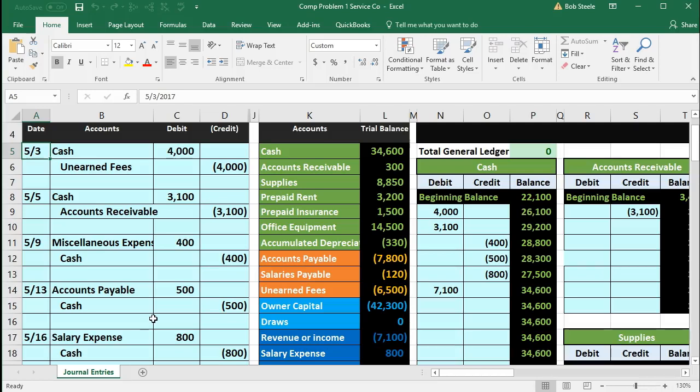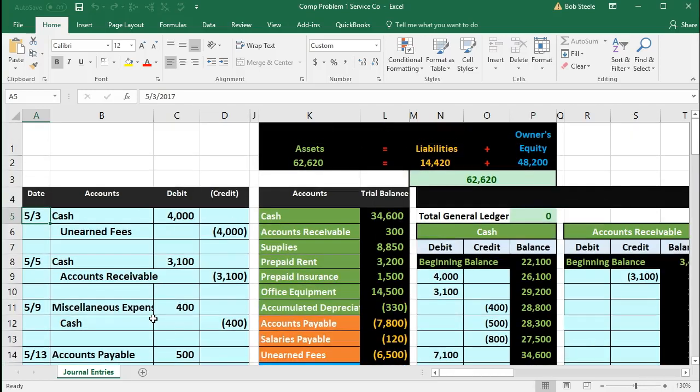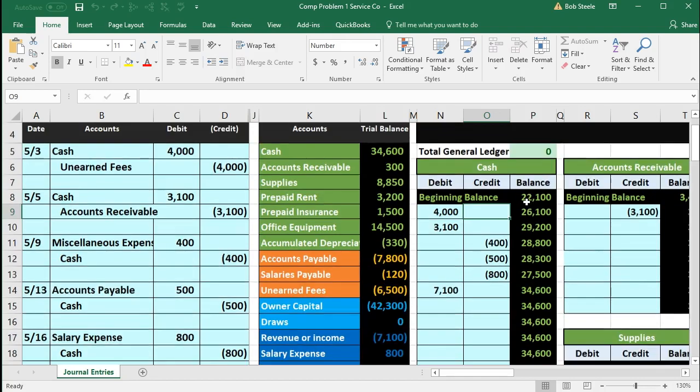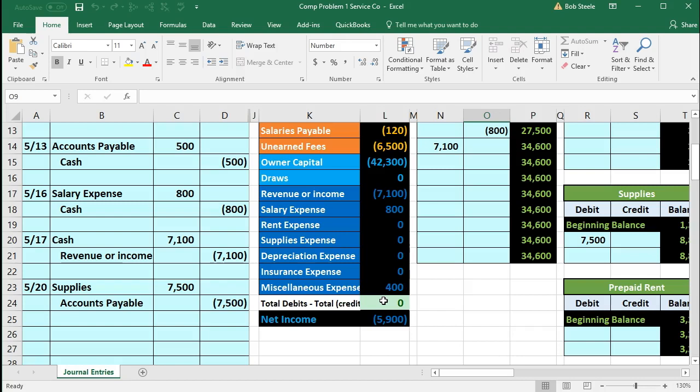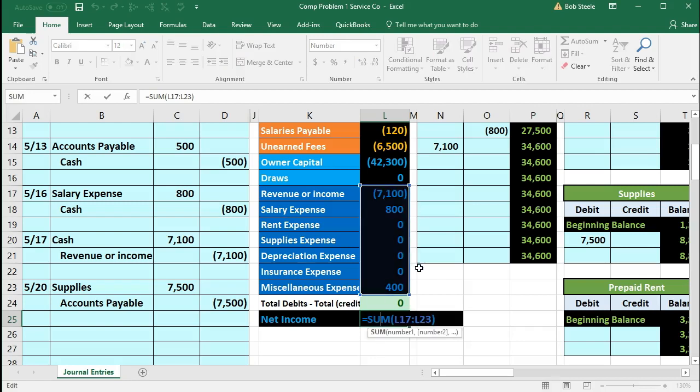Hello, in this presentation we're going to complete the second half of the comprehensive problem. Last time we completed the first half by entering the journal entries over here in the general journal, posting those to the general ledger on this side, that then used to create the trial balance, in balance here as we can see by the green 0, meaning the debits minus the credits equal 0, and net income is at 5,900, representing the 7,100 credit minus the debits.